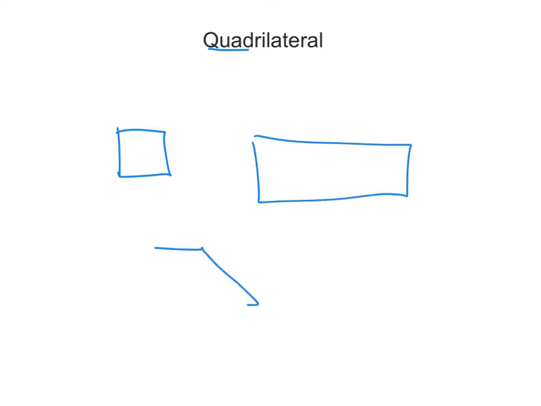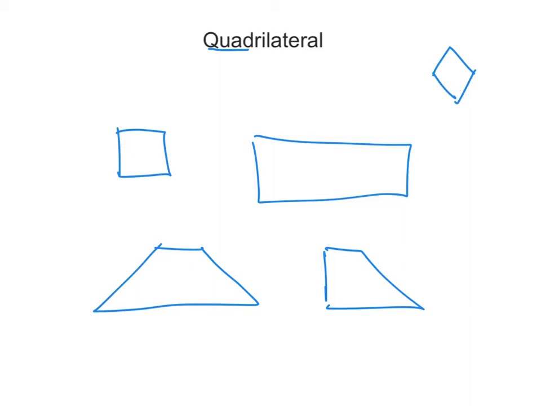The next set of shapes that we're going to look at are quadrilaterals. And the word quad is going to be your clue. It is any four-sided shape. These are all examples of quadrilaterals because they have four sides. And we are going to look at some special quadrilaterals to help us understand the different types.